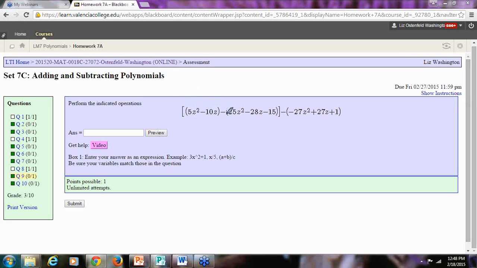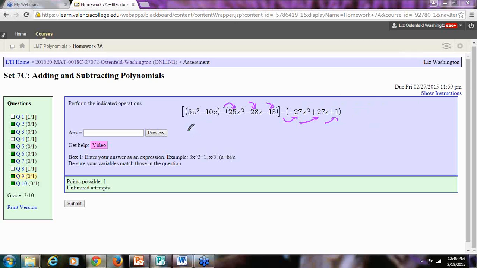So I have this set of parentheses minus this one and then minus this one. So this minus sign is going to get distributed to everybody in here. And then this minus sign is going to get distributed to everybody in here. After that, then we can start combining like terms. So again, keep your work neat.